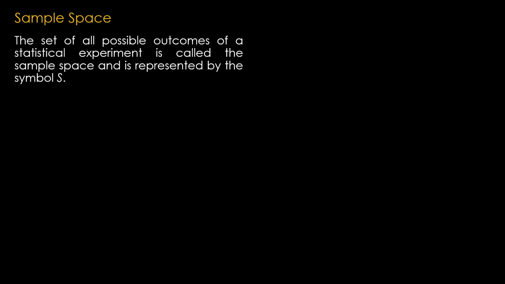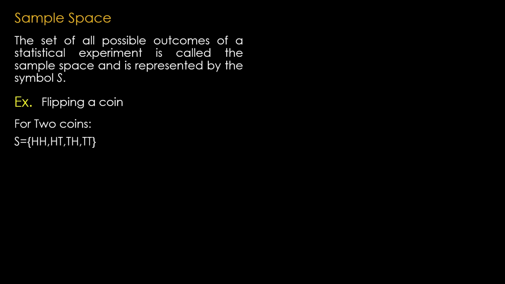Today we're going to talk about the sample space. The set of all possible outcomes of a statistical experiment is called the sample space and is represented by the symbol S. For example, what are the possible outcomes if you flip a fair coin? It's either head or tails.